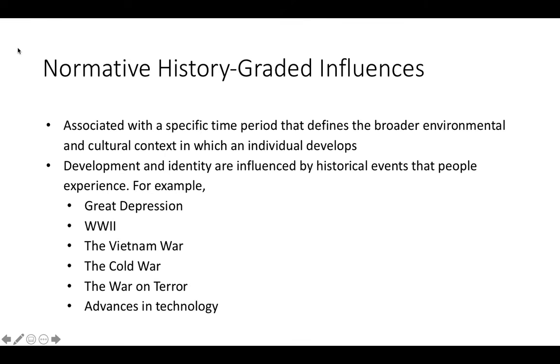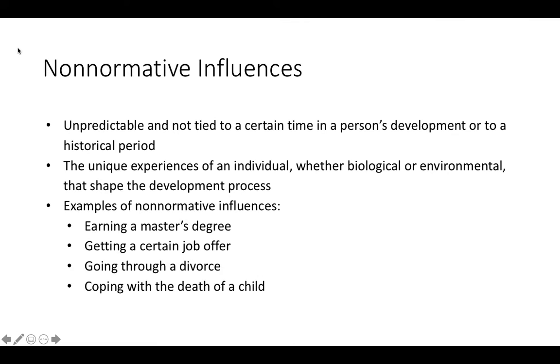Now, when we're referring to normative history graded influences, this is associated with a specific time period that defines the broader environmental and cultural context in which an individual develops. So, development and identity are influenced by historical events that people experience. For example, this includes the Great Depression, World War II, the Vietnam War, the Cold War, and the War on Terror, as well as advances in technology, because we know those history-based events have an influence on how we develop.